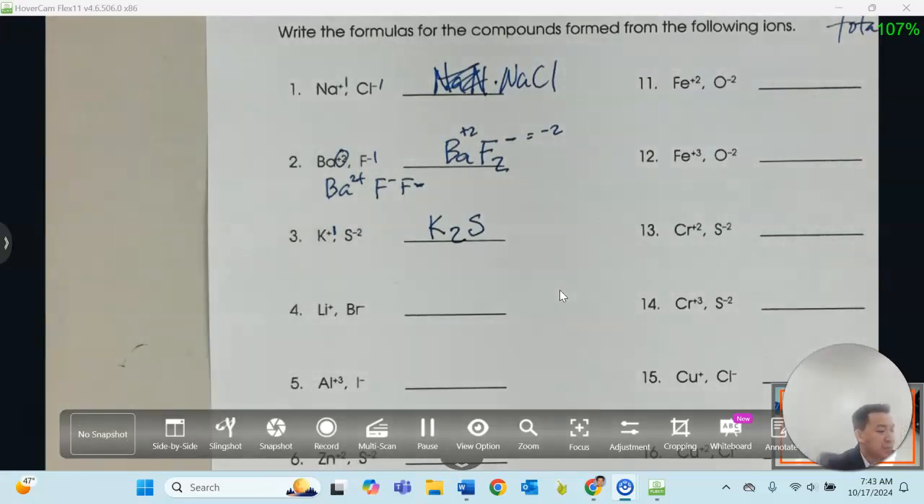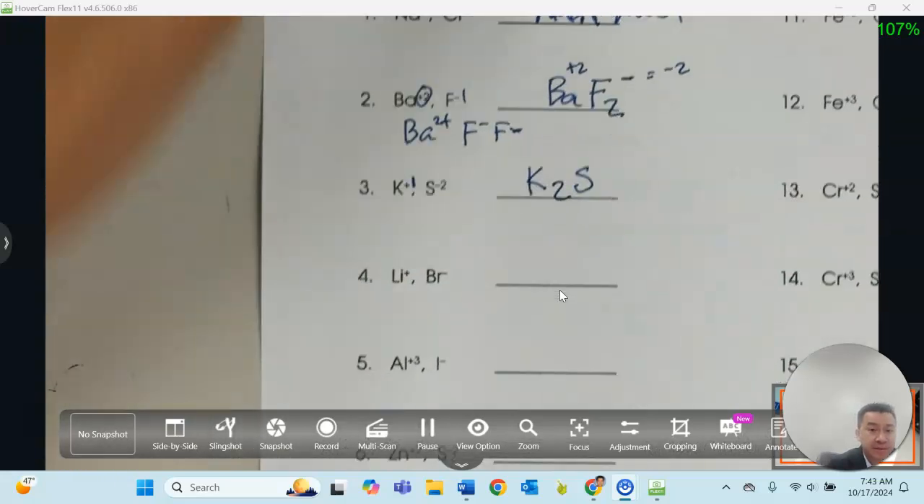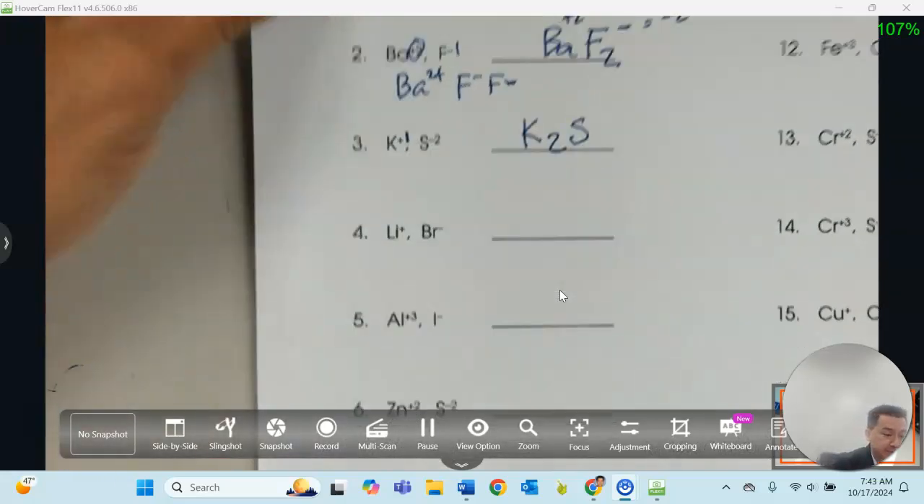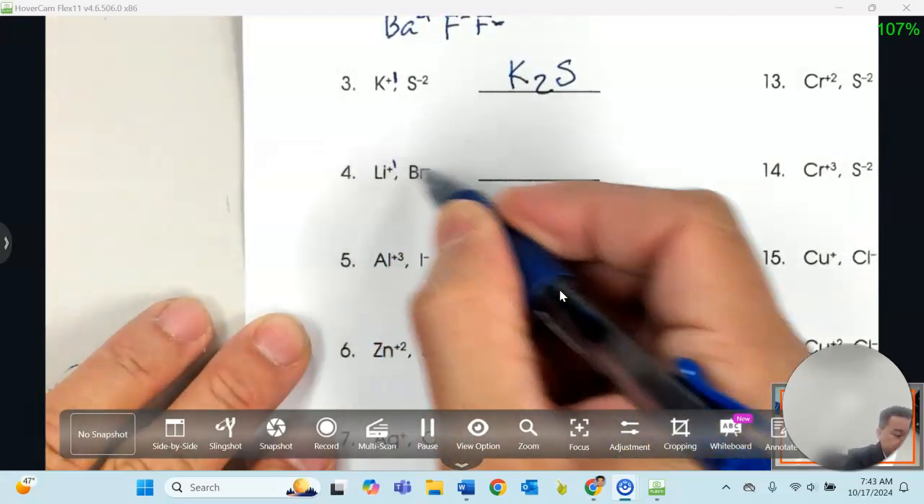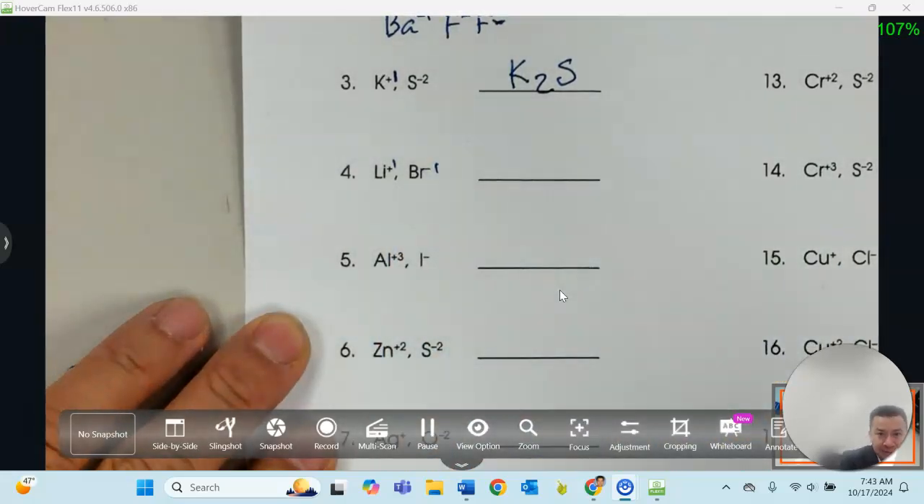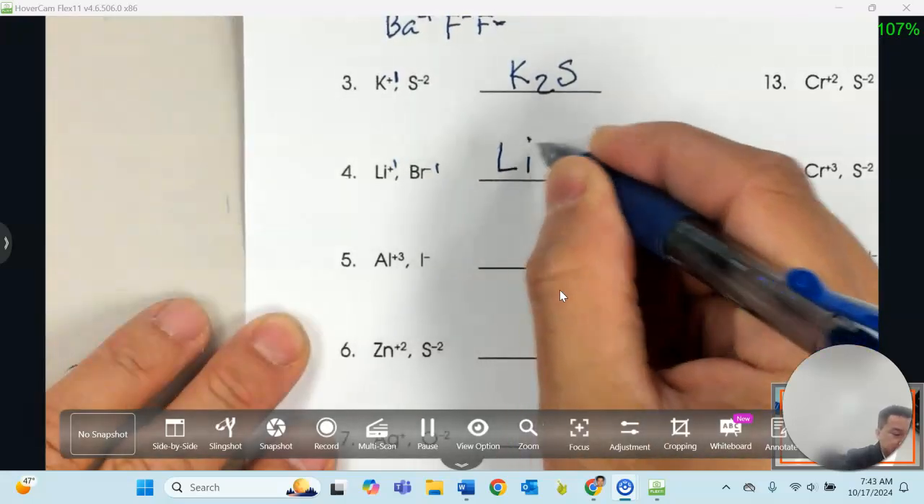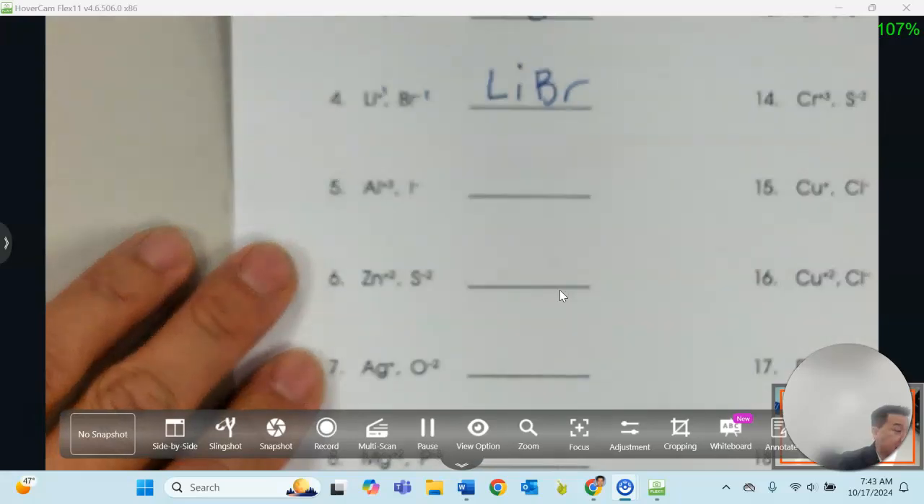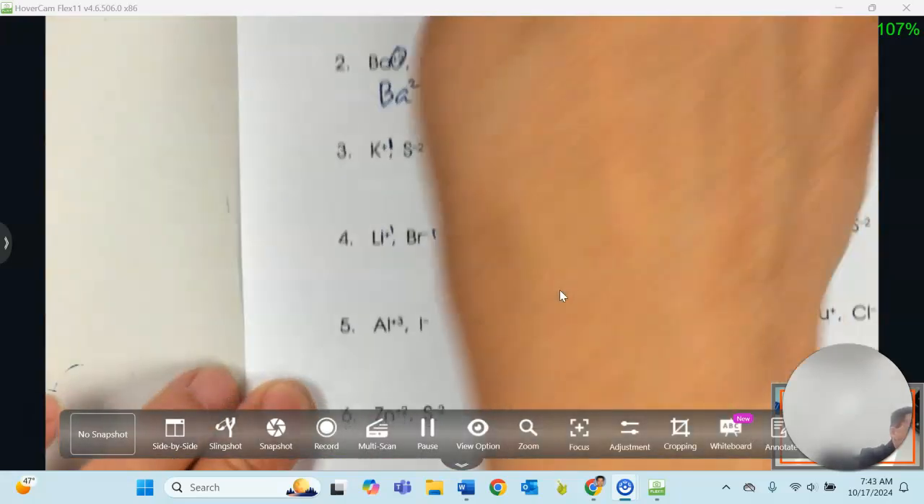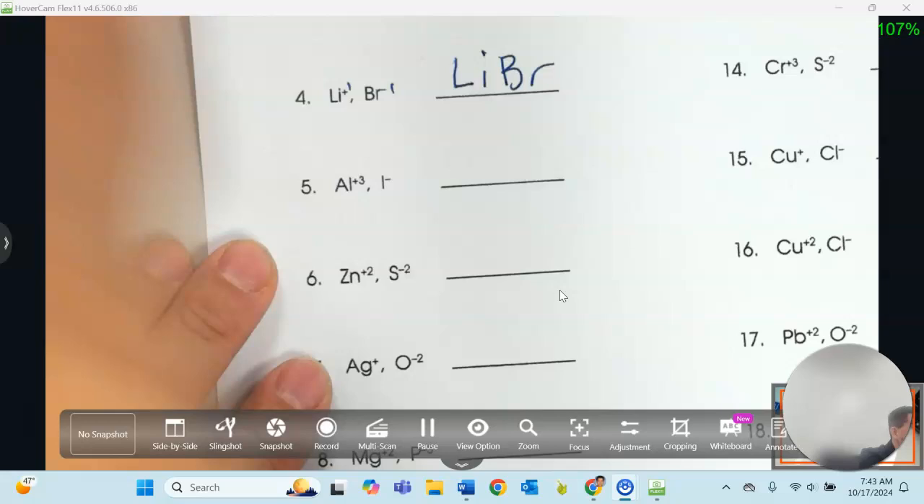But really, there's an easier way to do this. Okay, first you check here, Li and Br, +1 and -1. Those are nice. Why? Because you just write Li and Br, just 1 Li, 1 Br. Okay, another way, I want to show you this little trick here. It's always going to work.